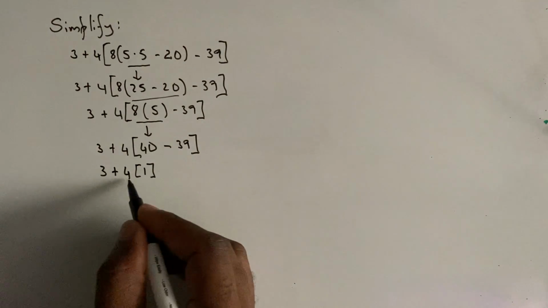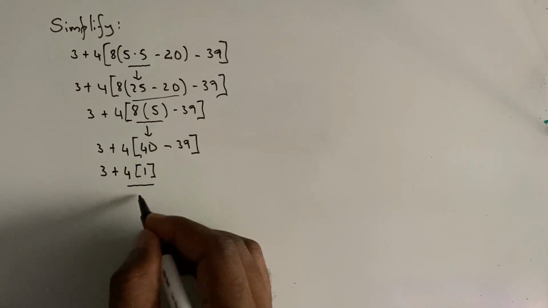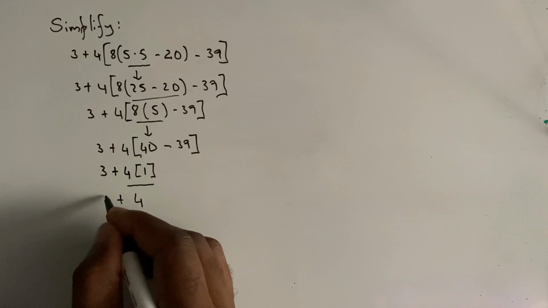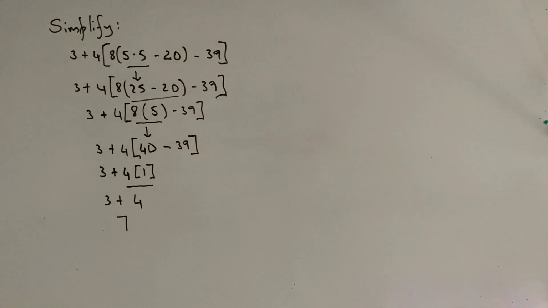Then what do I have here? Multiplication, addition. I do multiplication first. 4 times 1 is 4, plus 3, and this is nothing but 7. So this is how you simplify an expression like this. We're gonna try another one.